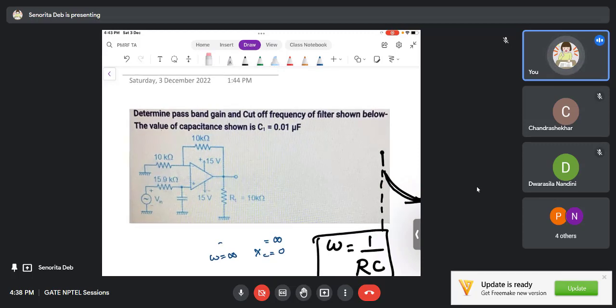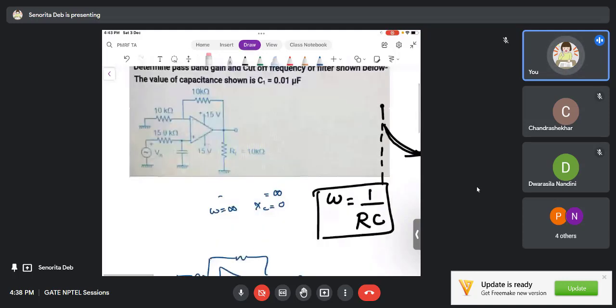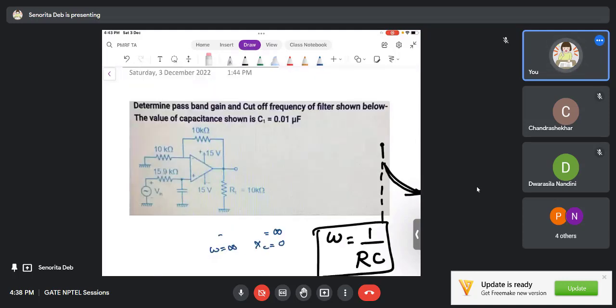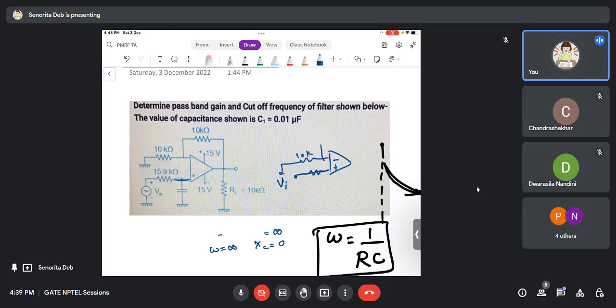So, as I mentioned, at omega equals 0, the cap will be open. The input will directly go to the positive terminal. Right? And if the input directly goes to the positive terminal, then what kind of configuration is this? Non-inverting amplifier. Right? So, therefore, your pass band gain is 1 plus 10 upon 10, which is 2.